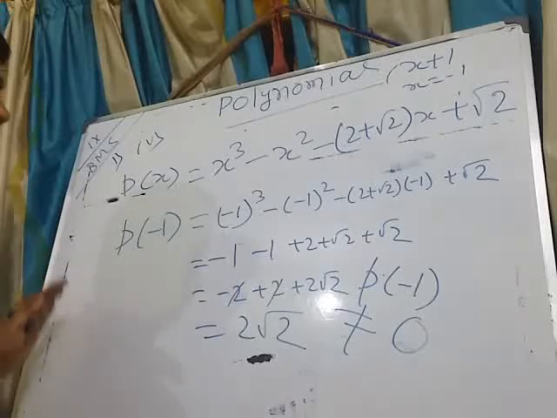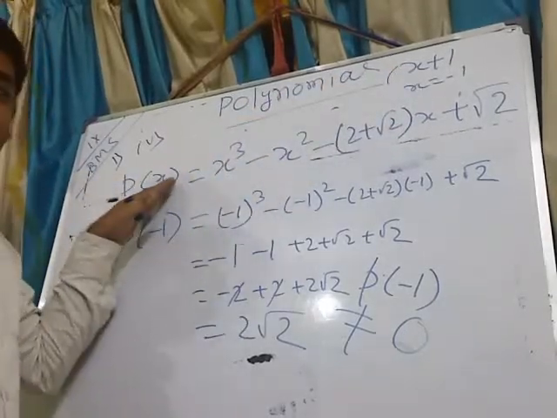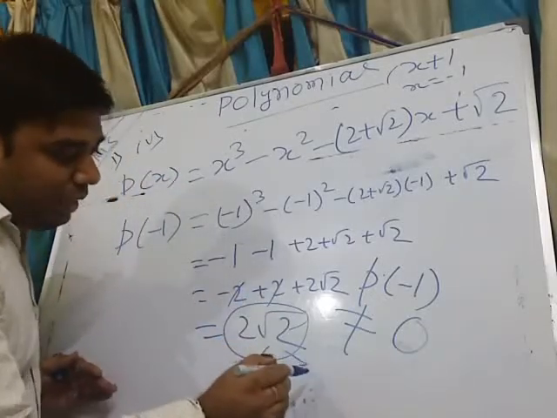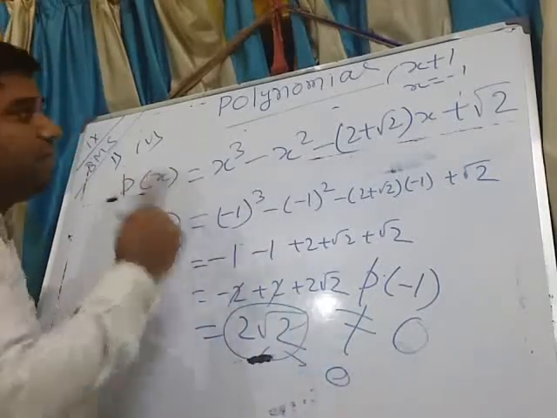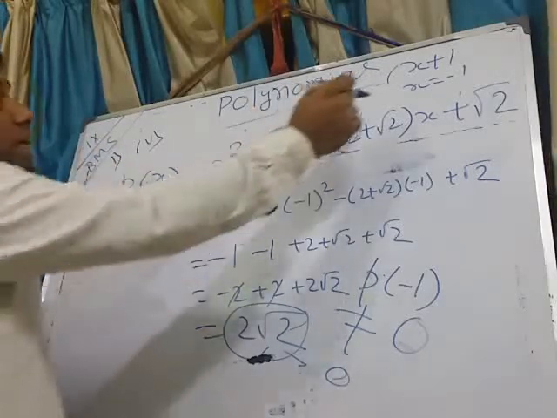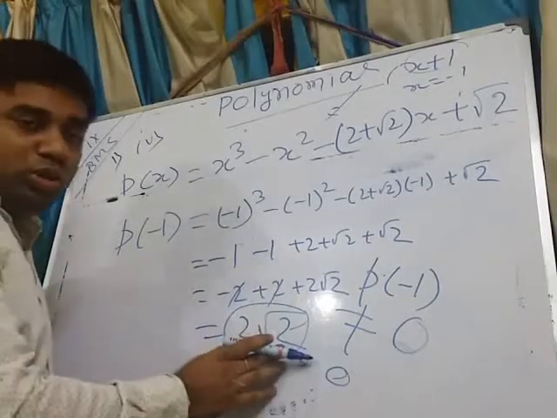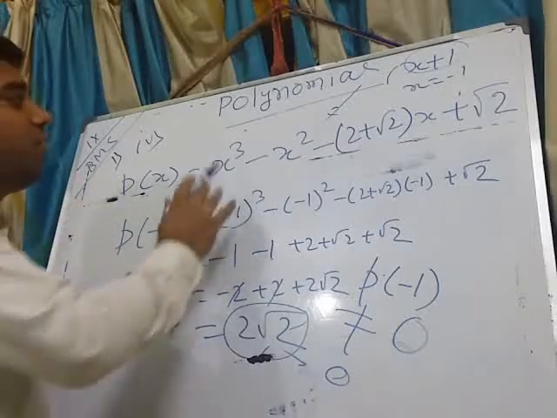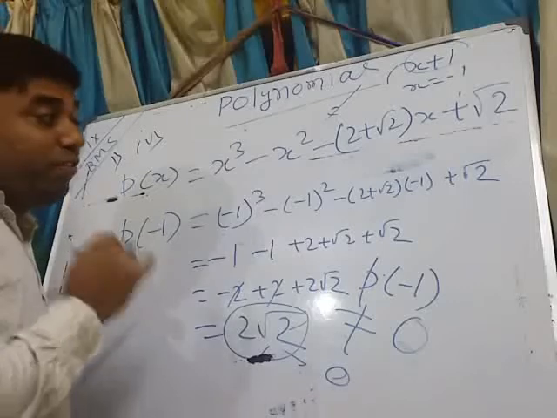So what can I say? That x plus 1 is not a factor of the given polynomial. If in place of 2 root 2 it had come 0, then p(x) is the polynomial and x plus 1 would be a factor of that polynomial. As we get 2 root 2, which is not equal to 0, x plus 1 cannot be a factor of the given polynomial. We have solved this using the factor theorem.